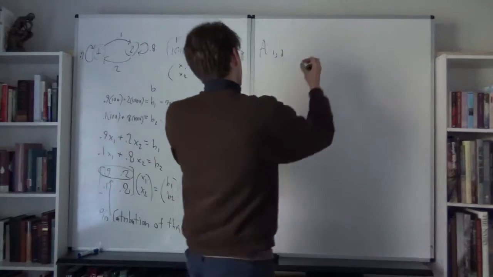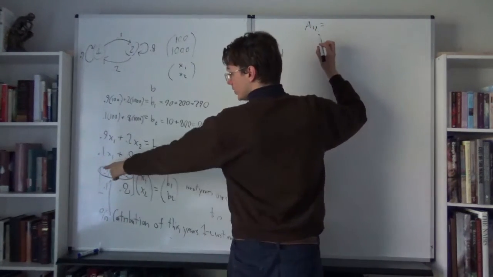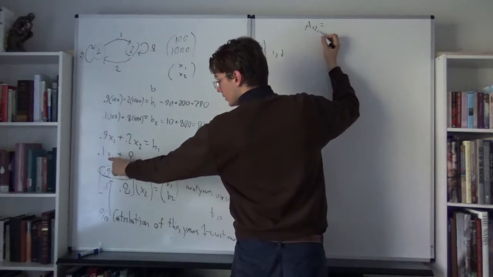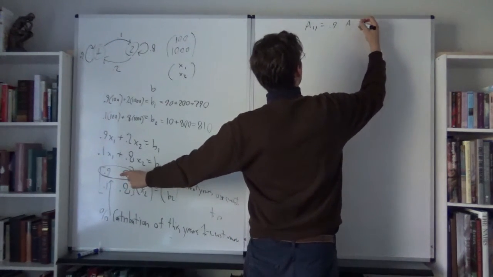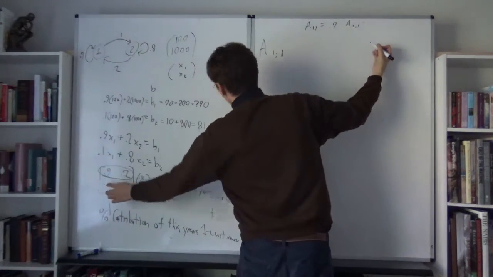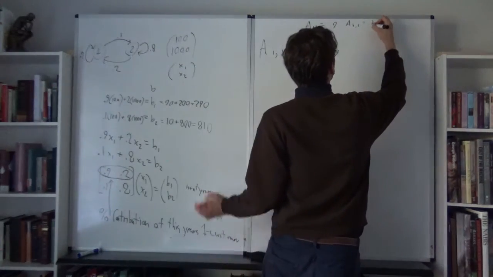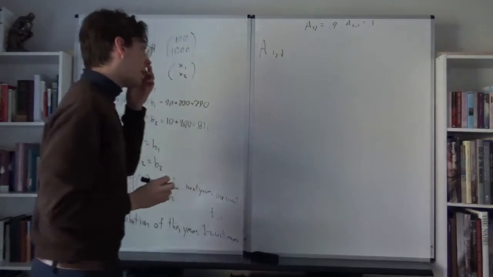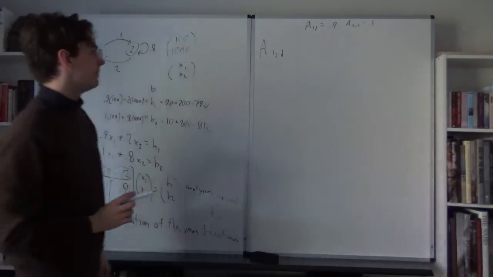So just to be clear, A11, that's the first row and the first column, so 0.9. A21, that's the second row, first column, so 0.1. And so on and so forth, okay? So Aij, that's just the ith row in the jth column.